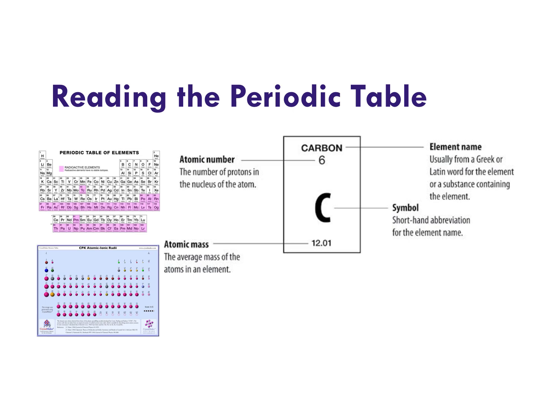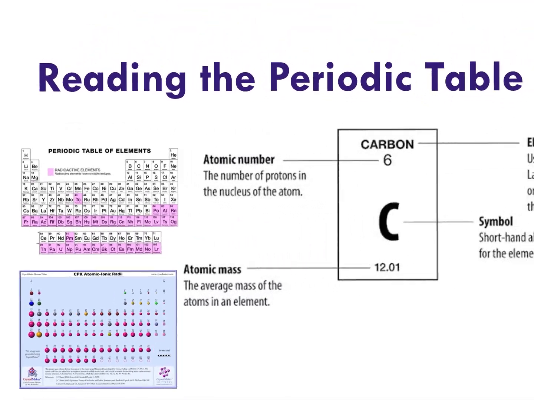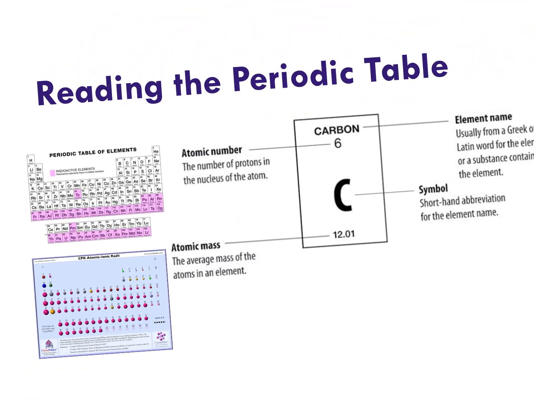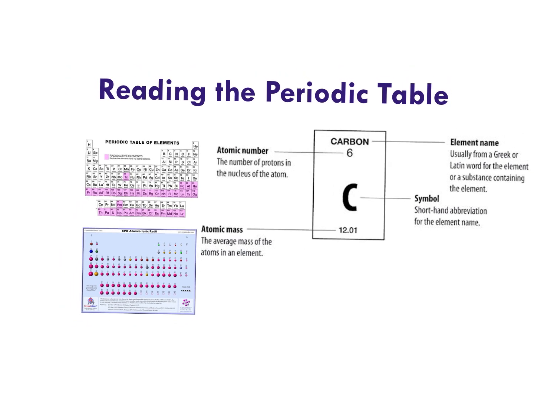Okay, so now taking a look at the periodic table and really wanting to understand each element within it, we pulled up this block here to represent carbon. So carbon is located right here in the periodic table. It has an atomic number of 6.